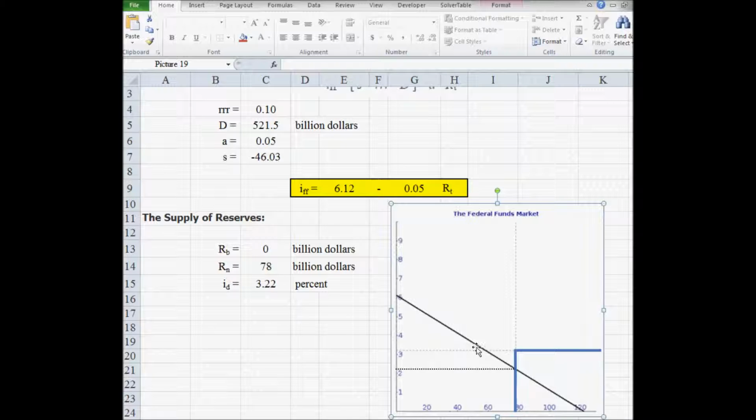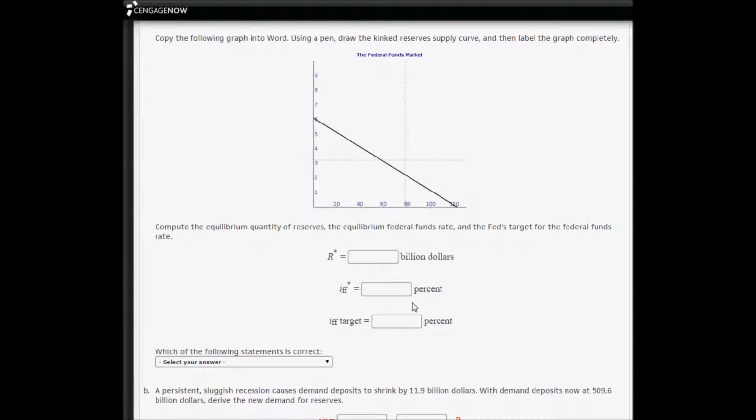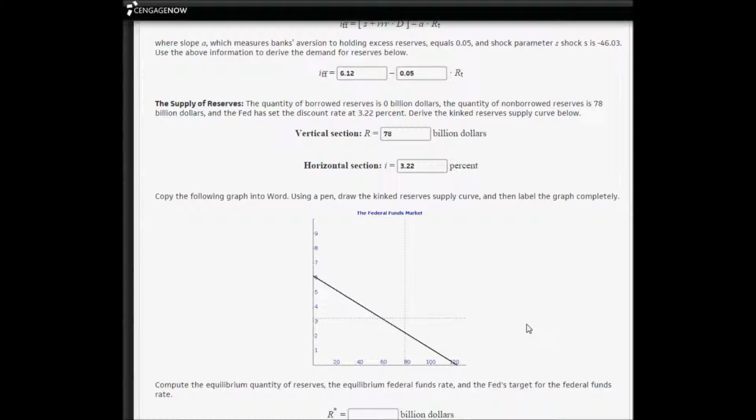The equilibrium federal funds rate is the interest rate at the intersection of demand and supply. The equilibrium federal funds rate is roughly 2.2%. Next, we want to actually calculate the equilibrium quantity of reserves, equilibrium federal funds rate, and the Fed's target for the federal funds rate. The equilibrium quantity is just 78.